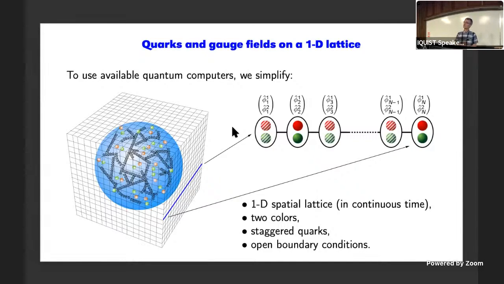Great question. Let me answer that on the next slide. Question is, what motivates the choice of boundary conditions? And we'll see right away how this is a really advantageous choice for us to have open boundary conditions.